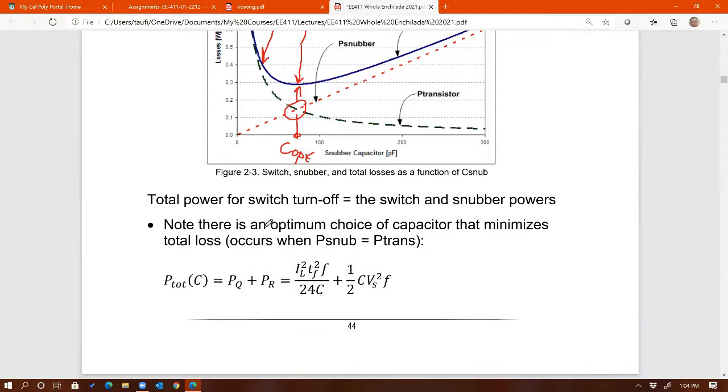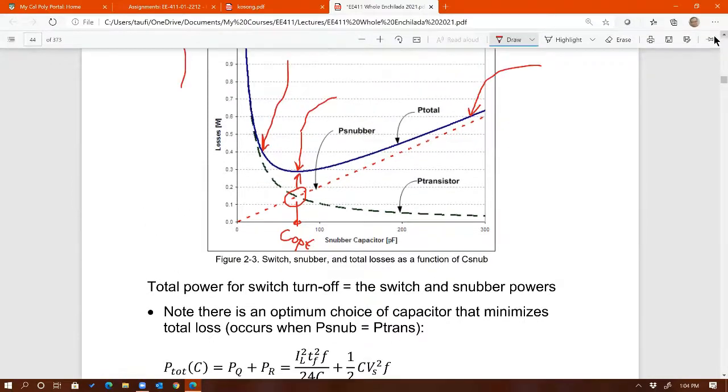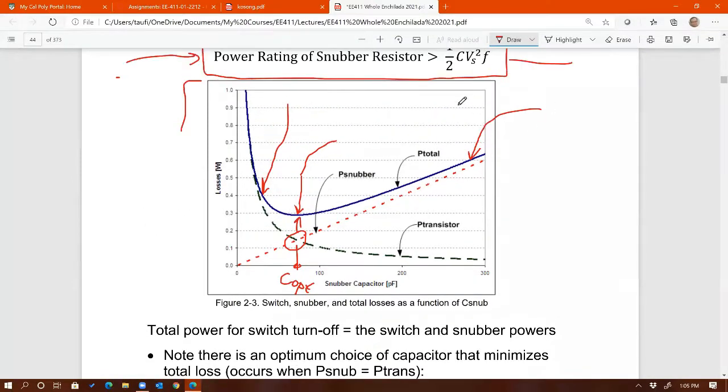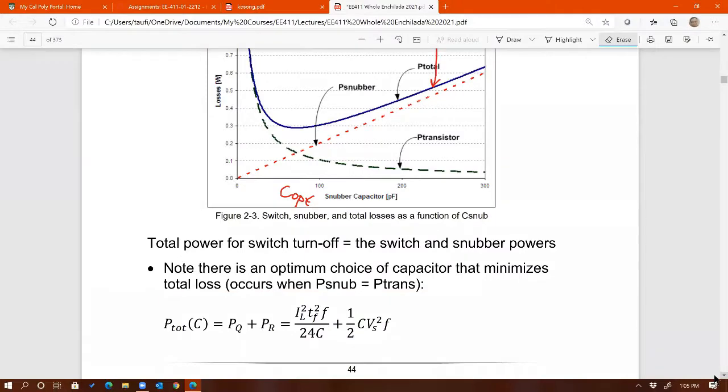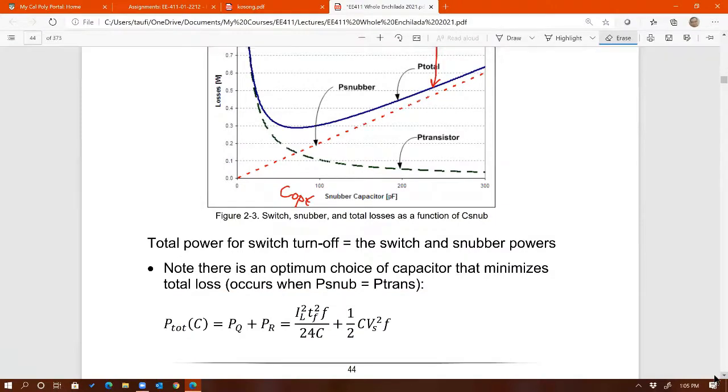And as you learn from calculus, in order to get the minimum of a function, what do you do? If you know the function for the blue line for the total, what do you do? You take the first derivative of that function and set it equal to what? 0. Exactly, that's what I did right here.